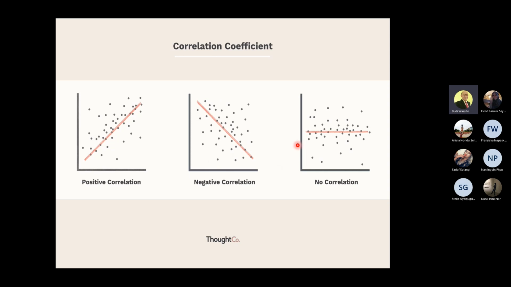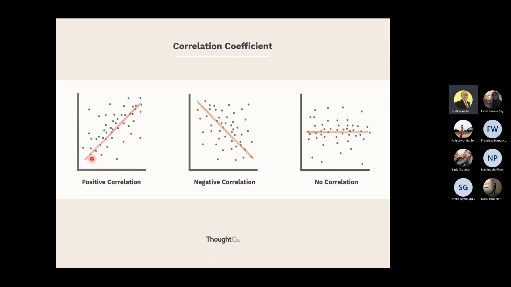Okay, and the last, the right side figure, we can see that there is no relationship or a weak relationship between the two variables because there is no trend in the relationship between the two variables.